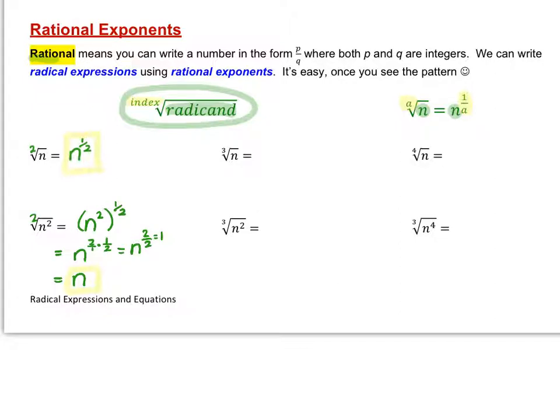Now I'd like you to do the next two, the cube root of n and the cube root of n squared, and then turn the video back on when you're ready to check your answers.